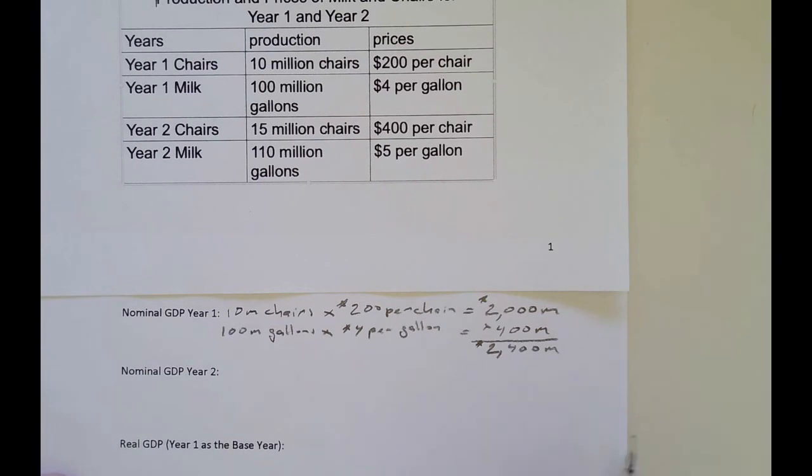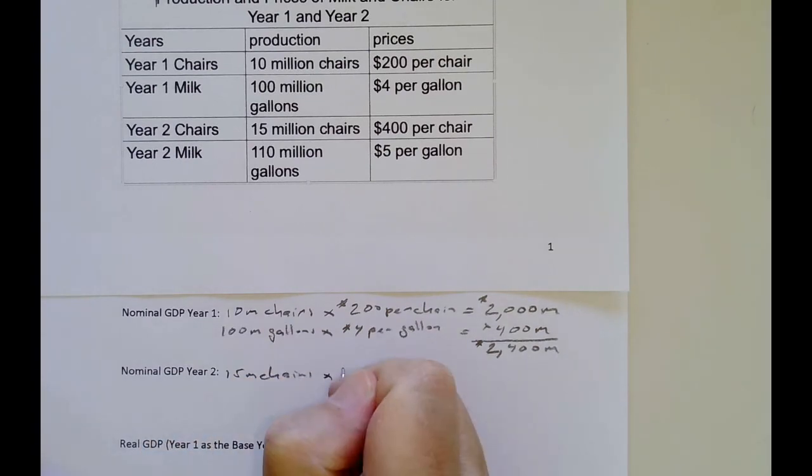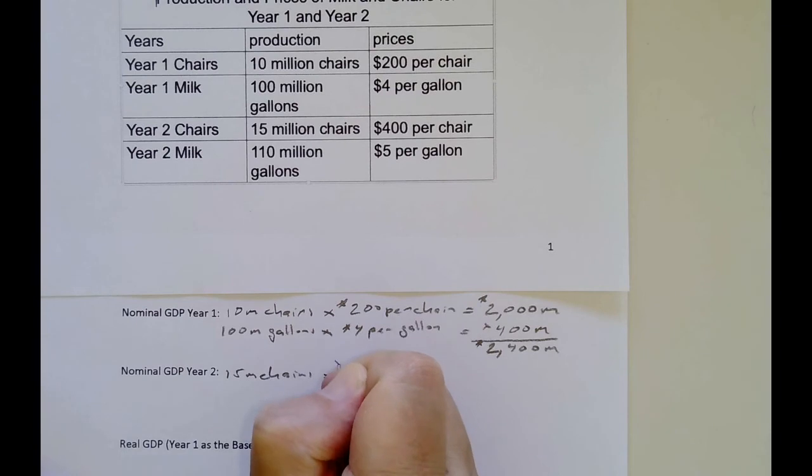Do the same thing for year 2. We now have 15 million chairs. Times that by the new price of $400 per chair.